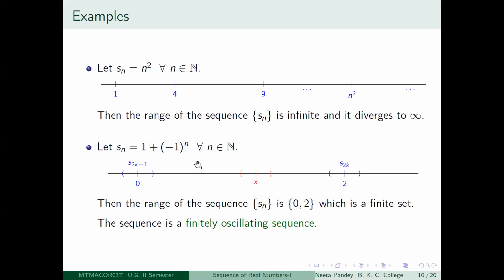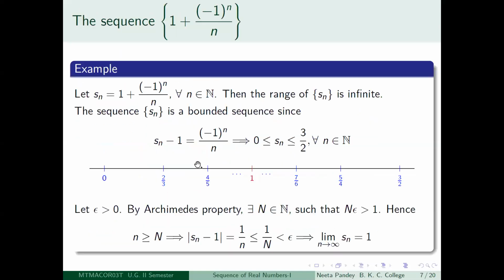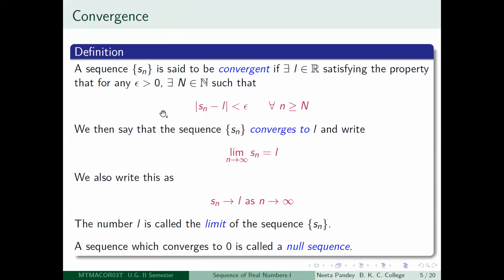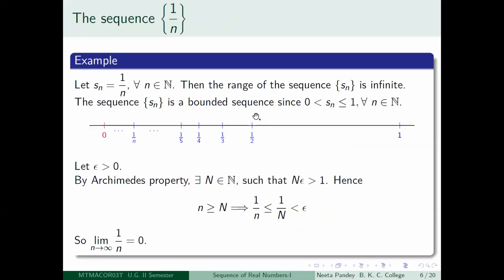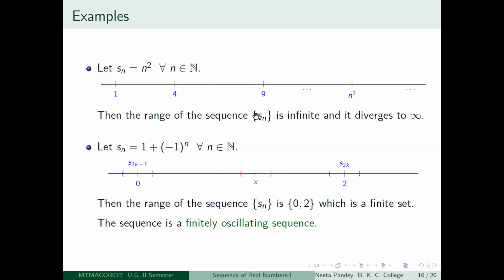But what was your definition? Your definition was that you should be able to get a neighborhood of L, so that after a certain term, every term of the sequence belongs to the neighborhood of the point L. So here what is happening in our example is that there are infinitely many terms of the sequence which are in the neighborhood of 0.